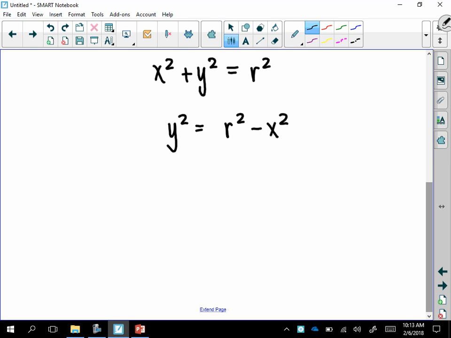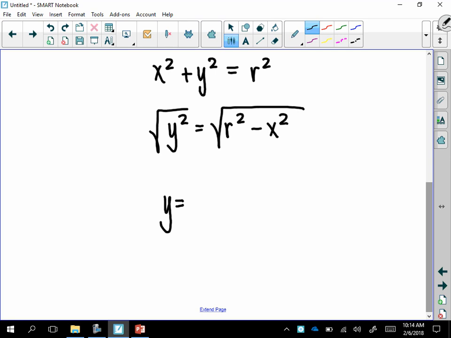Then what? Take the square root of both sides. And when I take the square root of both sides, what do I normally include? Plus or minus, right? But plus or minus is going to give me the entire circle. I don't want the entire circle. I want only half of it. So I'm only going to keep the positive part.